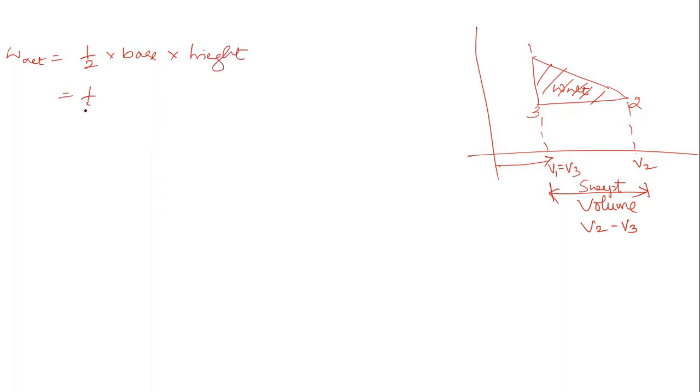What is this half base? The base of the triangle in a PV diagram is V2 minus V3. And what about height? Height is pressure. The horizontal line is volume, the vertical line is pressure. Height is P1 minus P3. Or you can write P2, whichever, since P2 is equal to P3, and also V1 is equal to V3 in the PV diagram.